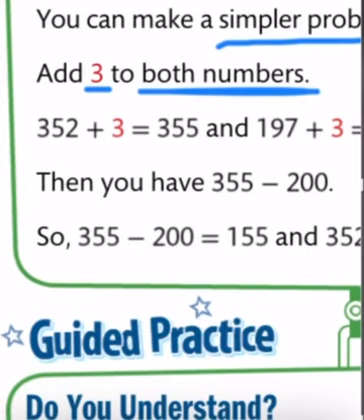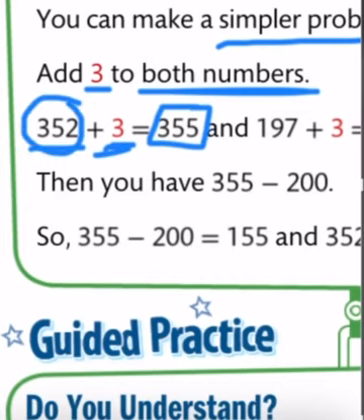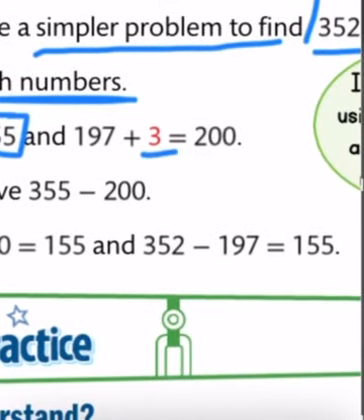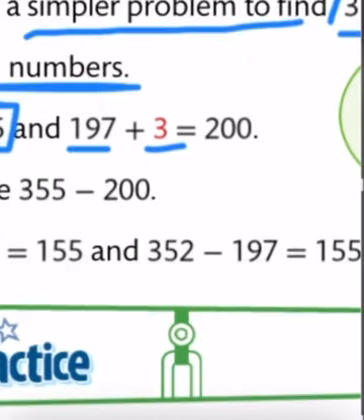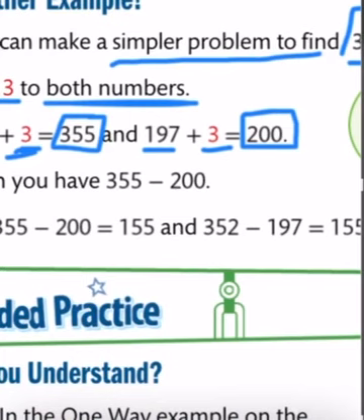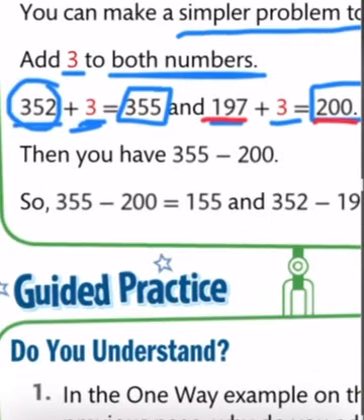Otherwise, it changes the problem totally. Okay? So we can add 3 to 352, and we get 355. Since we added 3 to 352, we also have to add 3 to our other number, 197, and that gets us to 200. The reason they added 3 was to go from 197 to 200. It's a super easy number to work with because it ends in zeros. So now we have a new problem: 355 minus 200.